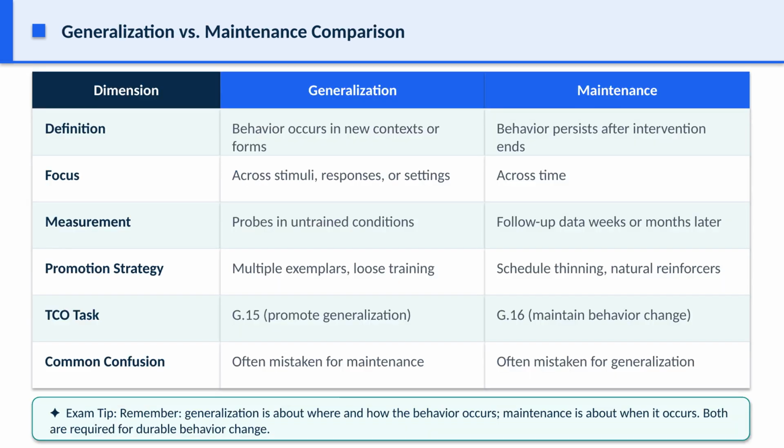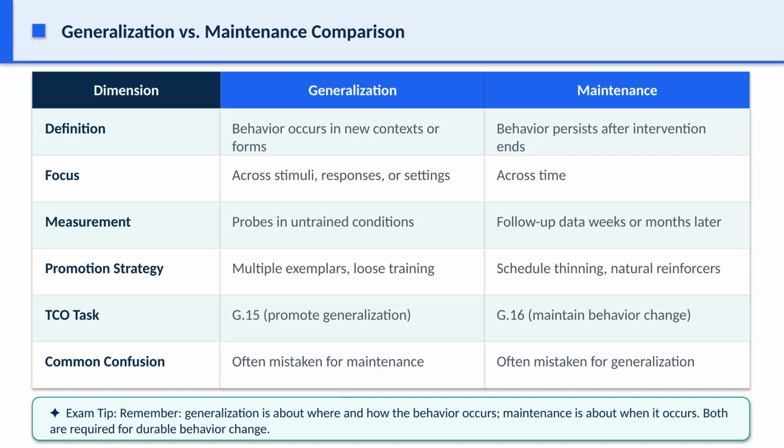This slide clarifies a critical distinction you will need for the exam. Generalization is about behavior occurring in new contexts or forms, while maintenance is about behavior persisting over time after intervention ends. Notice how generalization focuses on spreading across stimuli, responses, or settings, whereas maintenance focuses on durability across time.